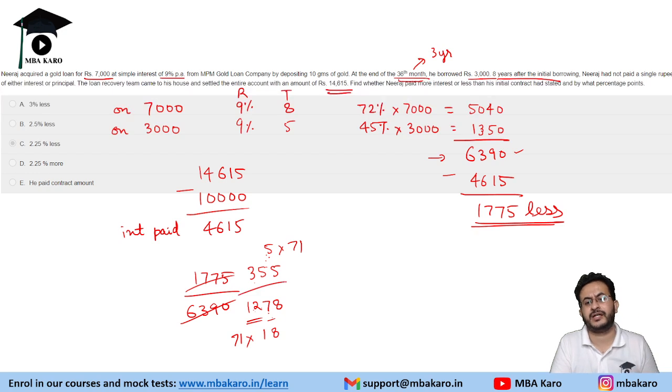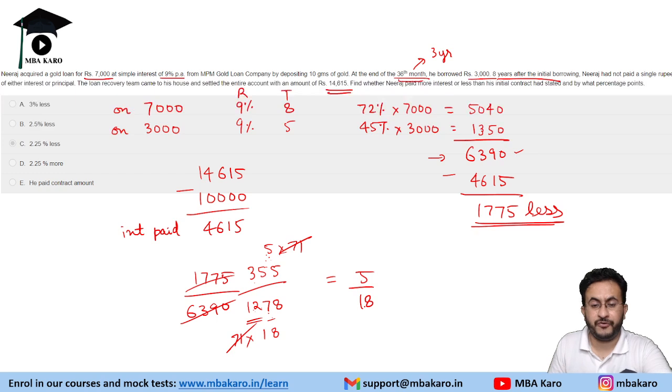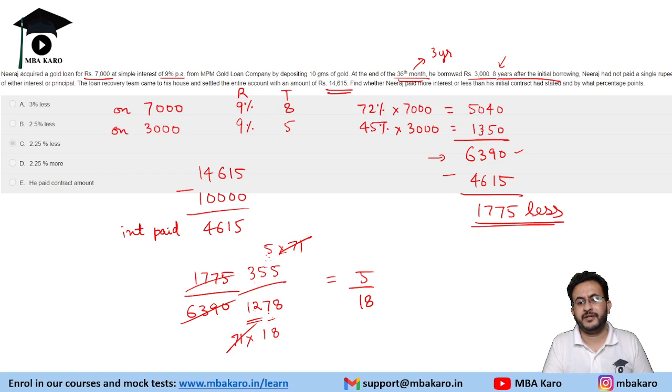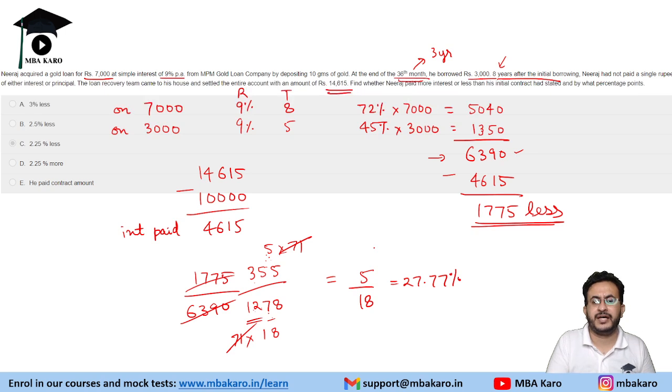So, a tough fraction to crack. This is basically 71 into 5, and 71 is common, so the value becomes 5 by 18. Now the mistake in this question is that it is after 8 years, right? So he paid 5 by 18 less. If you work that out, you get 27.77%.